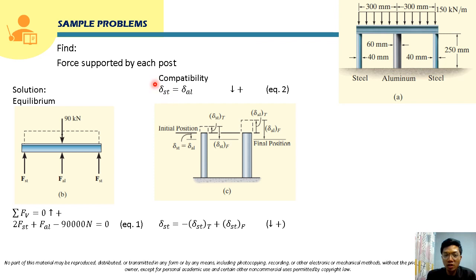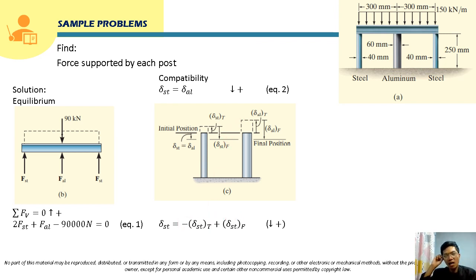Okay, so from here, class, we are going to establish an equation for the deformation in steel. The deformation in steel will be the summation of the deformation due to the applied load and the deformation due to the change in temperature. We assume that compression is positive, and the thermal deformation is negative.